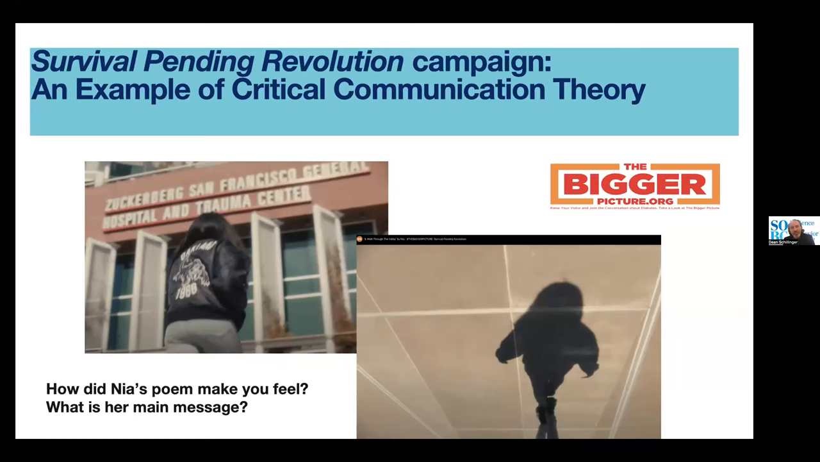And for those of you who are knowledgeable about Black history, Survival Pending Revolution came from Huey Newton's work with the Black Panthers when they were setting up clinics and free breakfast and lunch for the Black community in Oakland. And the idea was, we have to be alive for the revolution. We need to survive. We have to support our communities to be able to survive on a day-to-day basis, to be around to fight the larger fight. And this was where the young people themselves landed when thinking about the idea of receiving COVID vaccines or not.